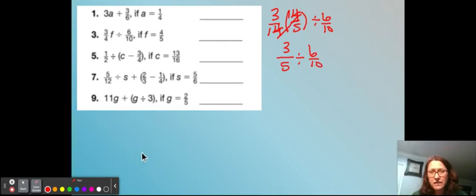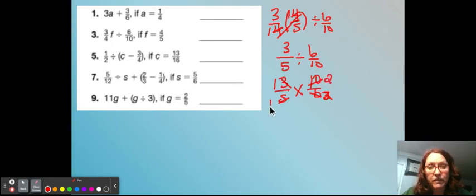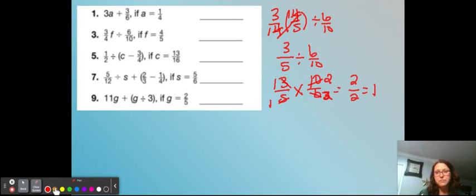Now we've got to do the keep, change, flip. So I've got to keep my first fraction, 3/5, change the sign, and then flip the second fraction. Okay, 3 and 6. 3 divided by 3 is 1, and 6 divided by 3 is 2. And then 5 and 10, 5 goes into 10 evenly, so 10 divided by 5 is 2. And 5 divided by 5 is 1, so 1 times 2 is 2. 1 times 2 is 2. 2 divided by 2 equals 1. And now I am done with problem number 3.